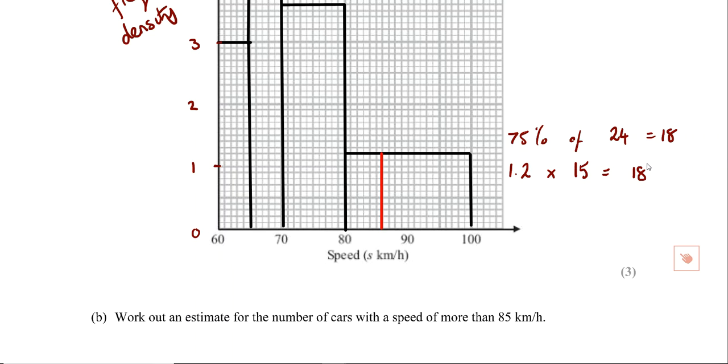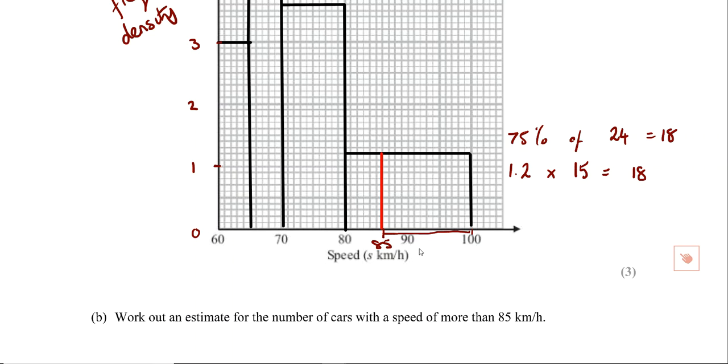Does everyone see the two different ways of doing that? Do you understand where the 1.2 times 15 comes from? Go on then, Nick, explain. This 15 is the proportion that you want to know, because that's past 85. 85 plus x equals 100, and x would be 15 in this case. And the frequency is 1.2 of those.